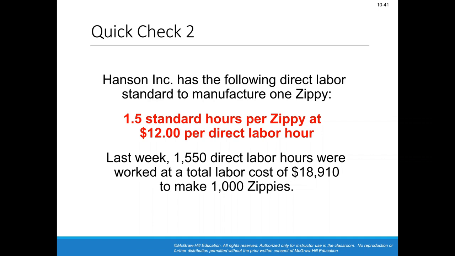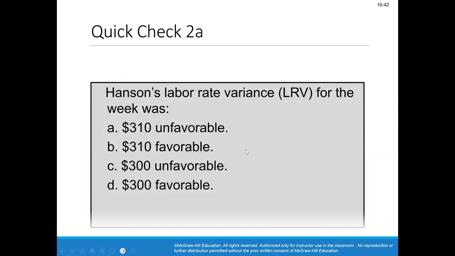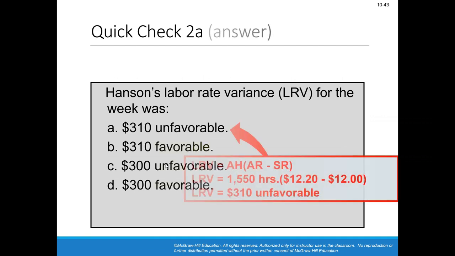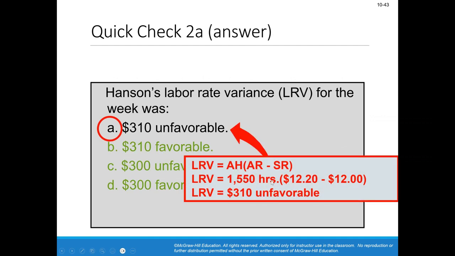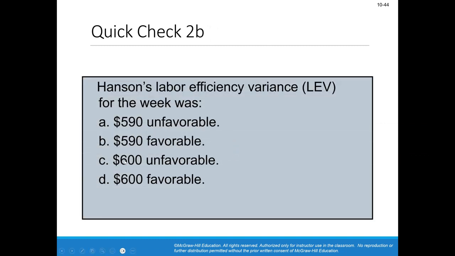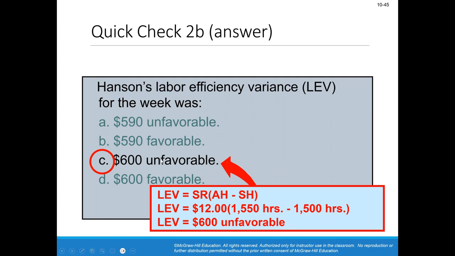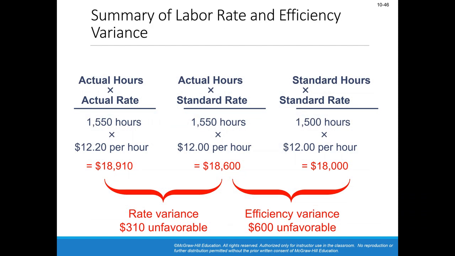And then we made 1,000, and our standard is 1.5, so that's 1,500. So we can see that that's going to be an unfavorable variance as well of 50 hours. 50 times the standard of 12 would be 600. So I believe that's 310 unfavorable, again, the difference of 20 cents times the actual hours used. And then the efficiency variance was unfavorable because we used more hours, 50 more hours times the standard rate. And so here we're off by 910.